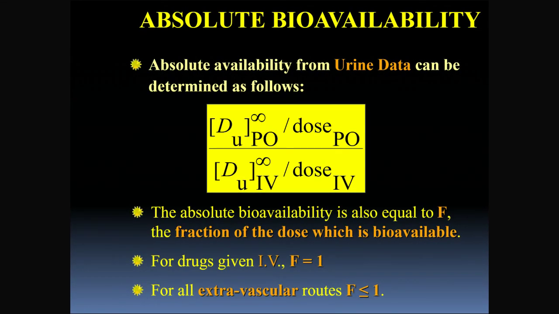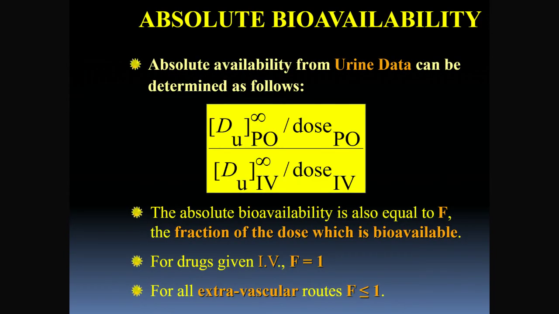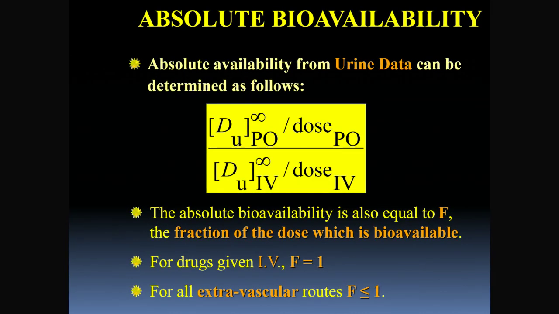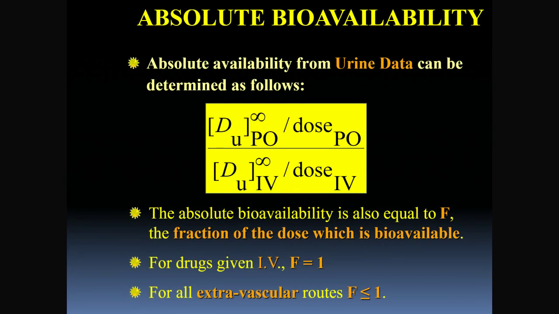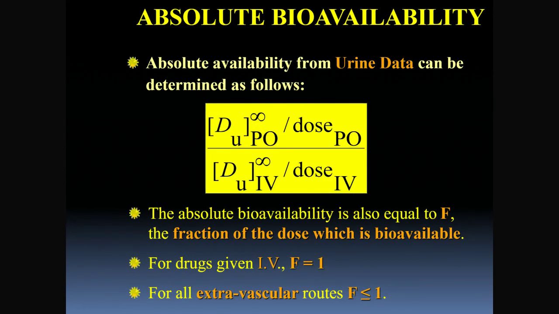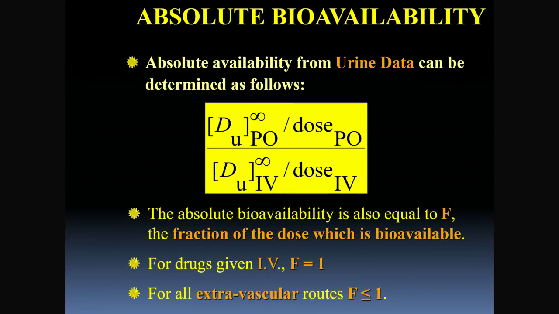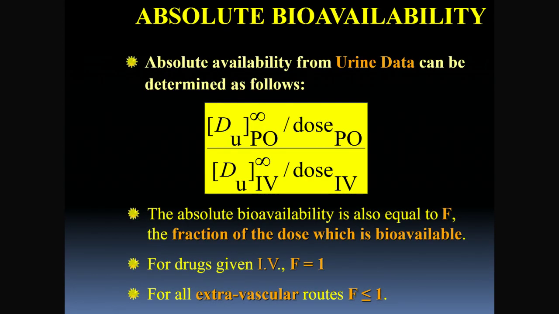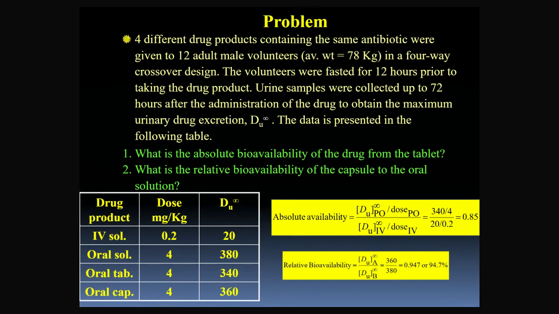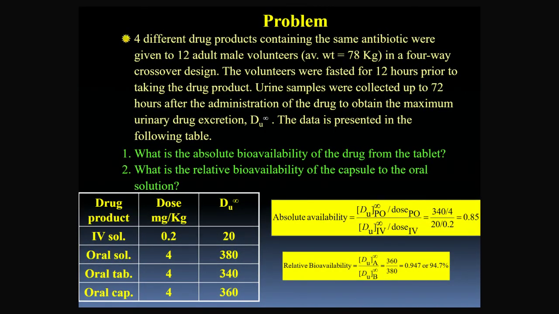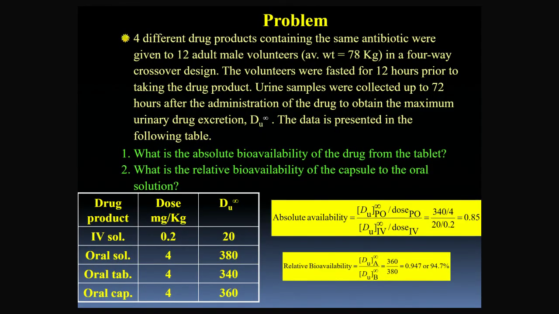This equation establishes the IV route as the gold standard, where F equals exactly 1, while all extravascular routes will mathematically result in an F value less than or equal to 1. How might a significant decrease in a patient's glomerular filtration rate between the two study periods disrupt the precision of this ratio? Let's synthesize our understanding by solving for the bioavailability of this antibiotic across 4 distinct delivery systems.